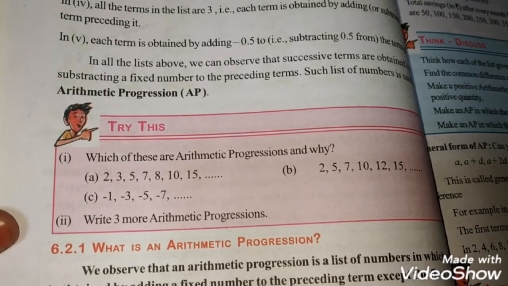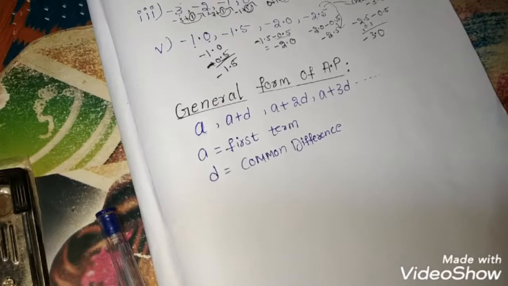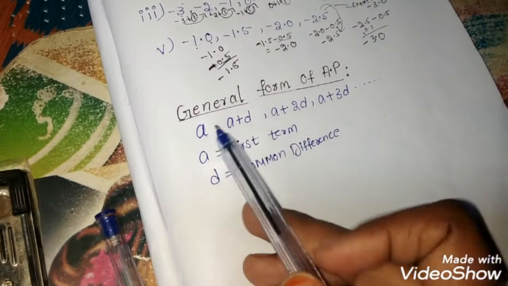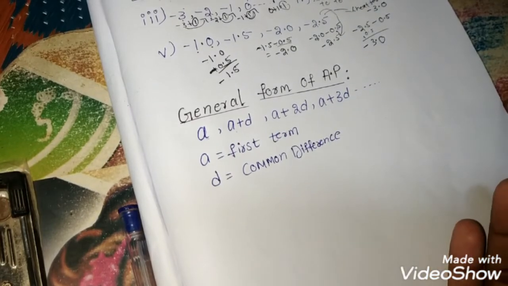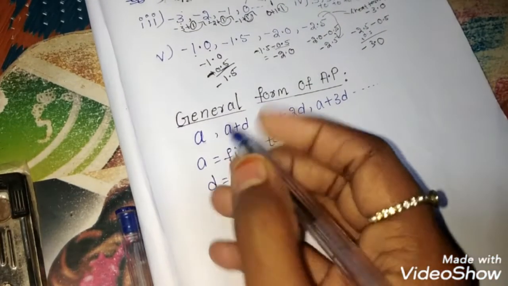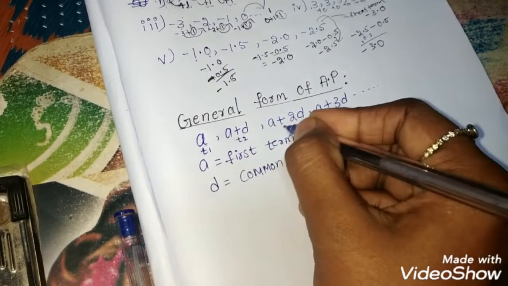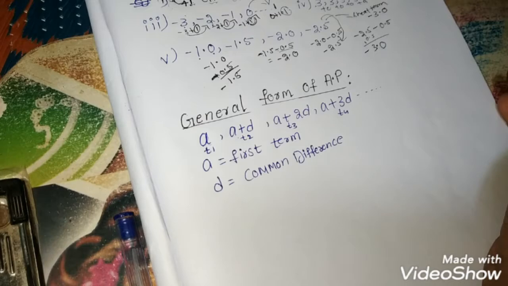It is not in your textbook, but for the sake of practice. Okay. Now let's take the general form of an arithmetic progression: A, A plus D, A plus 2D, A plus 3D. See here, this is term 1, term 2, term 3, term 4 and so on. We have infinite terms.